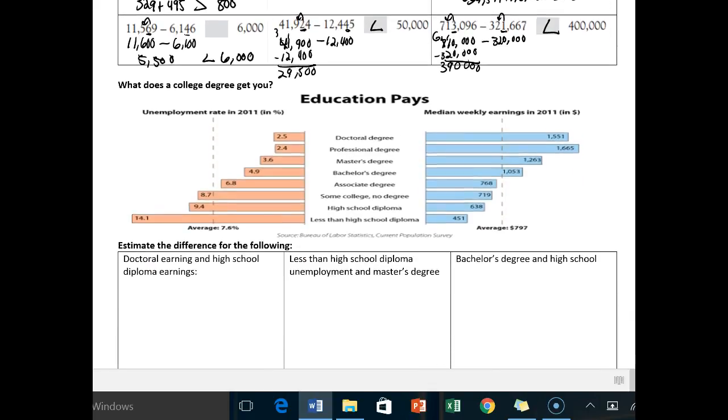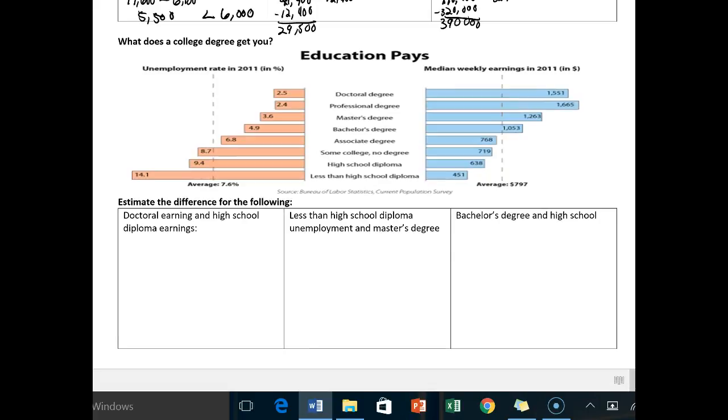All right, so let's take a look at this diagram. It says education pays. What does a college degree get you? So here's the unemployment rate for people with doctoral degrees, professional degrees, all the way down to less than a high school diploma. Notice there are a lot more people unemployed that do not have a high school diploma, but as you get more and more education, the unemployment rate, or the people that don't have jobs, gets smaller and smaller. Here's the median weekly earnings.